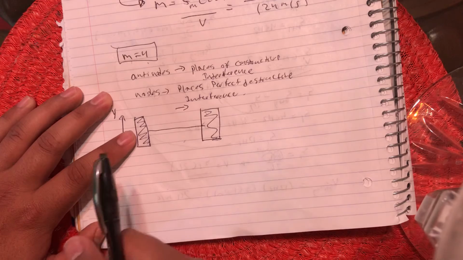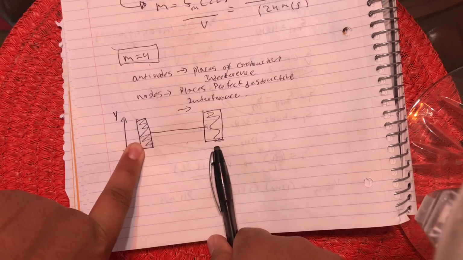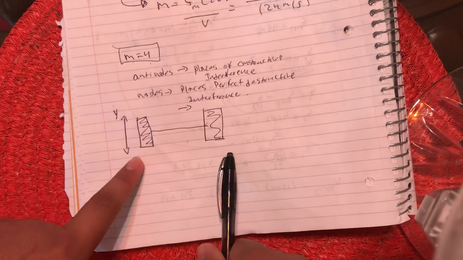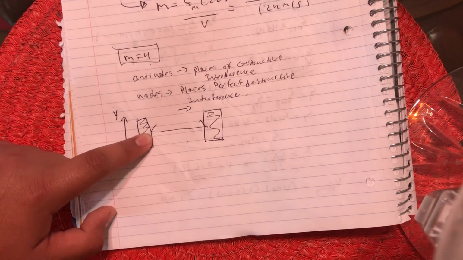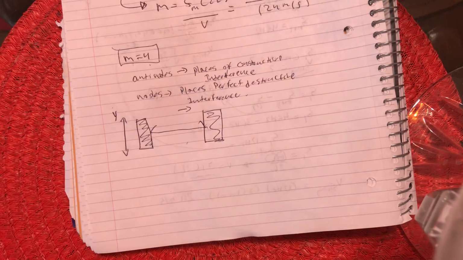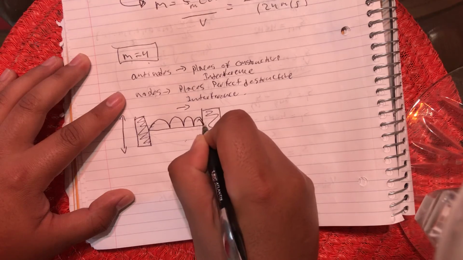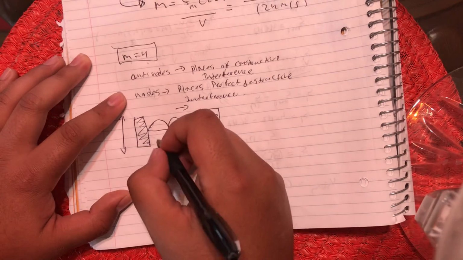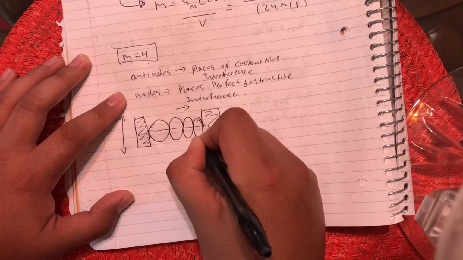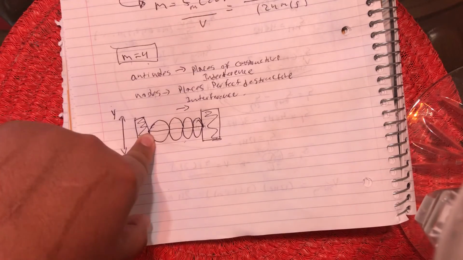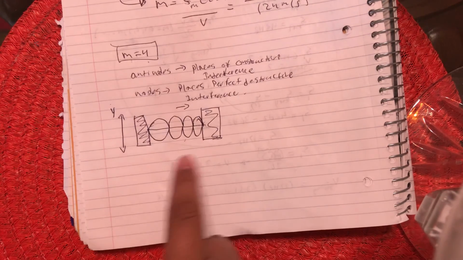And another thing that we do know is that by definition there's going to be a node at each end. So we know that there's going to be a node here and a node over here. So that's how it's going to look at these ends. And we do know that there's going to be 4 antinodes. So it's going to be 1, 2, 3, and 4. And standing waves go up and down. So we're just going to draw the reverse of that. And so this is our diagram for when m equals 4 for standing waves.